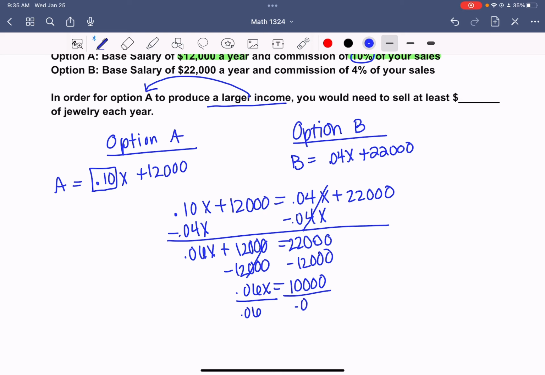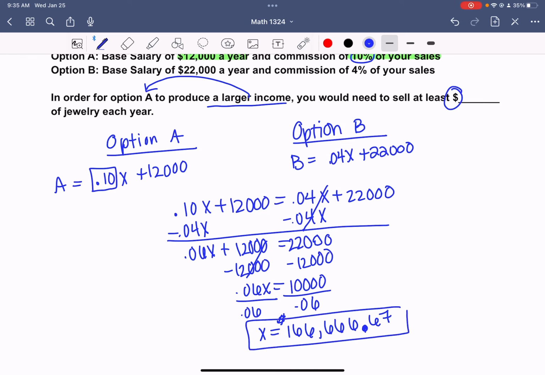Just use your on-screen calculator to assist you with this arithmetic. And then I'm going to divide both sides by 0.06. So this gives me 166,666 and 67 cents. Now with this one, it did not tell me to round to 2 decimal places or anything like that, but because we're working with money, I know that's an assumed 2 decimal places. So in order for option A to produce a larger income, we would need to sell at least this amount of money in jewelry each year. This must be a high-end jewelry place to be selling all of this.